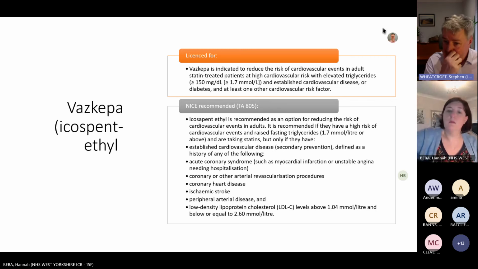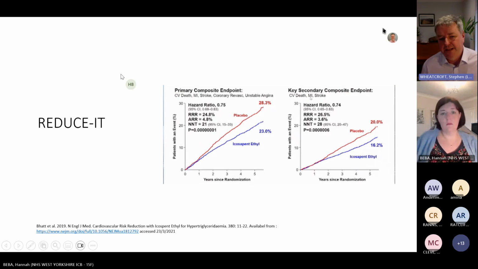Now, if we go on to the next slide, we can see the clinical benefits of adding in icosapent ethyl. These are really quite persuasive data when we take into account these are patients that were already well treated in terms of LDL levels. And you can see that adding in icosapent ethyl for the primary endpoint shown on the left here led to a significant risk reduction and quite a substantial absolute risk reduction, with a number needed to treat of only 21.